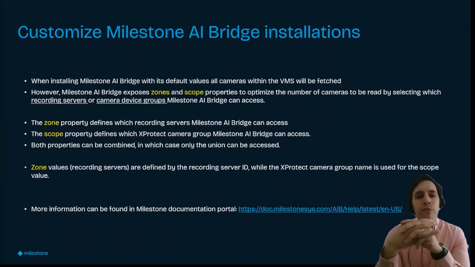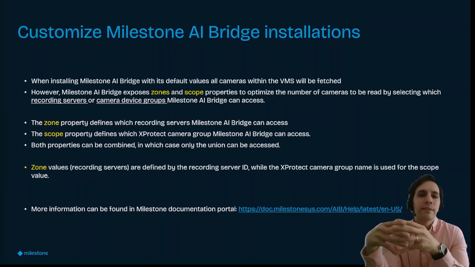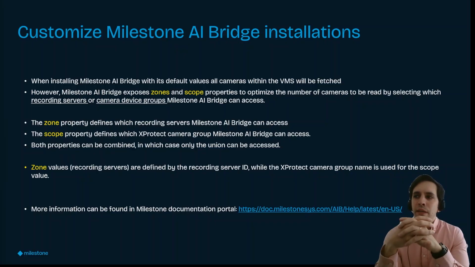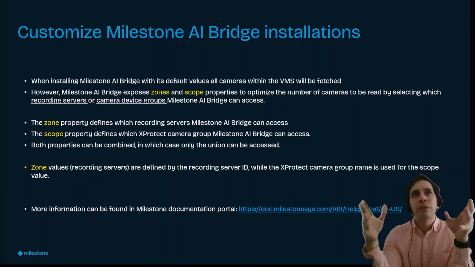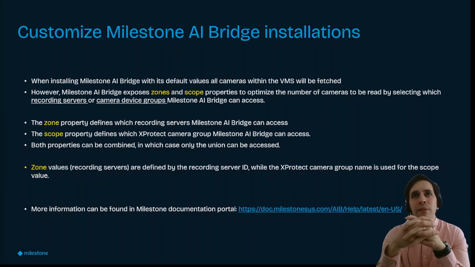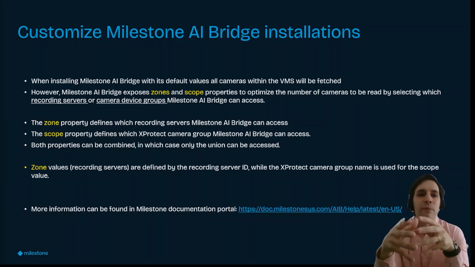However, when we install AI Bridge, we can always customize and restrict the amount of devices that the AI Bridge can see from the VMS. In order to do so, we made available two properties called zone and scope. The zones property is the one in which we can set the recording servers that the AI Bridge can have access to. And the scope property is basically if we want to narrow down the cameras that can be retrieved from a certain camera group.